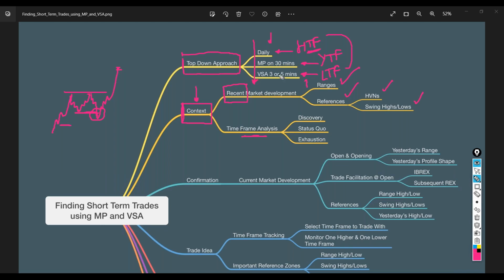Starts on daily, then 30-minute, then 5-minute. But now let us look at the time frames in a little bit more detail. So what I believe is that if you want to be consistent in the markets, all right. See, figuring out the markets in itself is a difficult task.